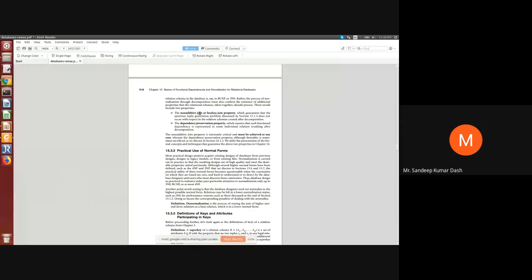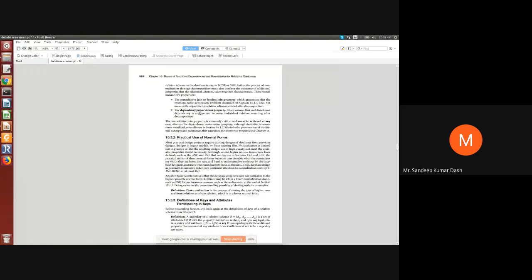That means there should not be any loss of information. Presence of wrong information is also termed as loss of information in a database. Your database should contain only the correct data. There should not be any false or wrong data in it. If it is having wrong data, then also it is called data loss. Those concepts you have to bear in mind.